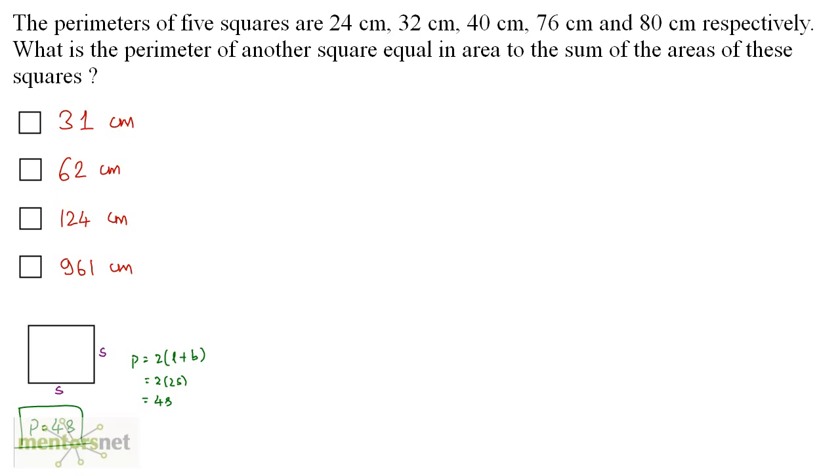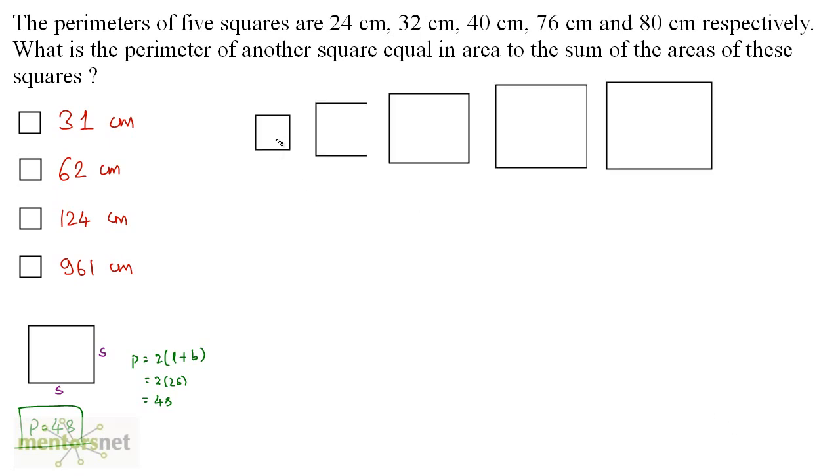Now let us solve this question. So there are 5 squares. Let the sides of each of these squares be S1, S2, S3, S4 and S5. Now we have been given the perimeters of each of these squares. So the perimeter of the first square is 24 centimeters, so I can write P is equal to 24, or in other words I can write 4 times S1 is 24. Here I have 4S2 is equal to 32. Now 4S3 is equal to 40 and 4S4 is equal to 76 and 4S5 is equal to 80.